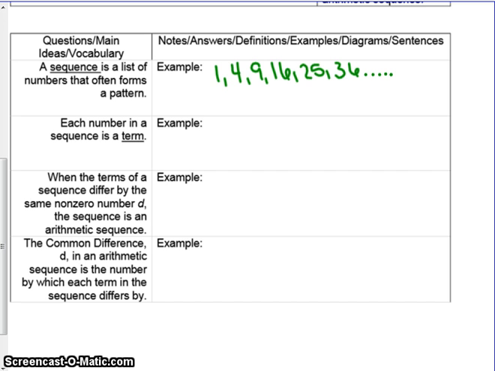Each number in a sequence is a term. So referencing the above sequence, your third term is 9, because that is the third number in the sequence.